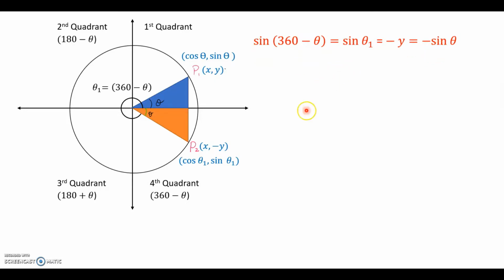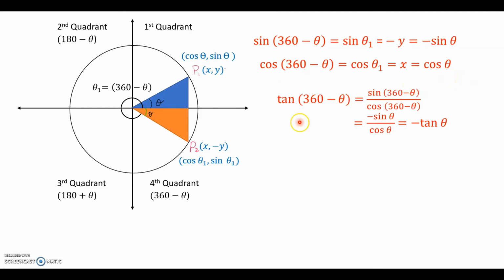Now let's work out cos. Cos of 360 minus theta is equal to, again replacing 360 minus theta by theta 1, cos theta 1. And we know that cos theta 1 is x. So replacing that value here, and we also know in the first quadrant that x is cos theta. So replacing cos theta here, we get cos of 360 minus theta is equal to cos theta.